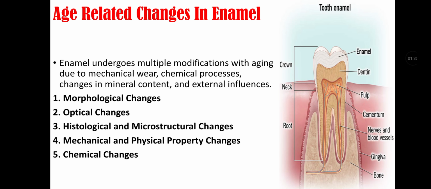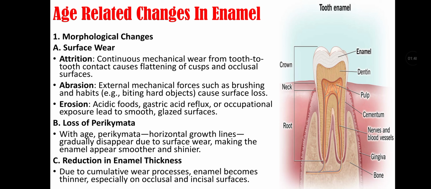Age-related changes in enamel. Enamel undergoes multiple modifications with aging due to mechanical wear, chemical processes, changes in mineral content, and external influences. These changes include morphological changes, optical changes, histological and microstructural changes, mechanical and physical property changes, and chemical changes. First are morphological changes. Morphological changes include surface wear, loss of perikymata, and reduction in enamel thickness.